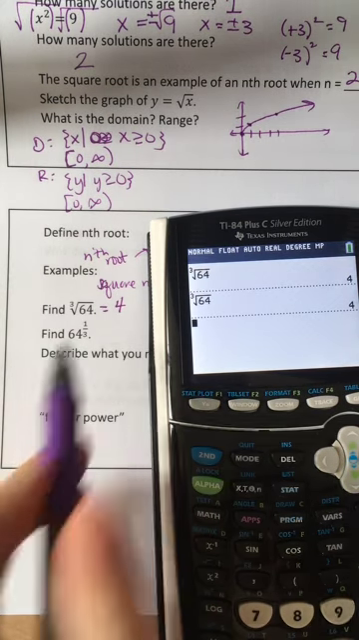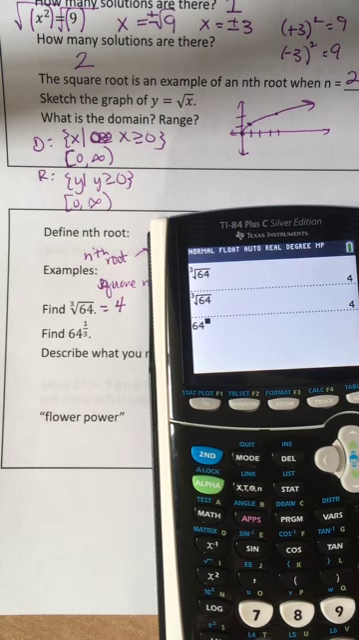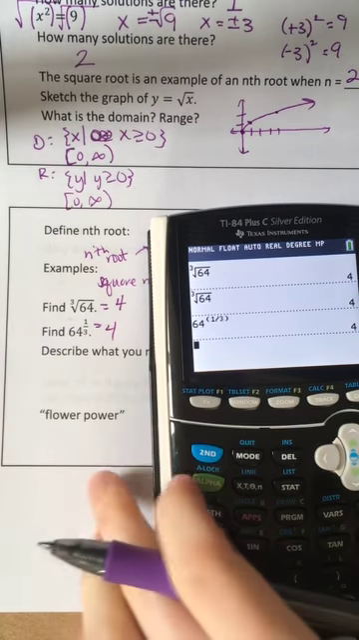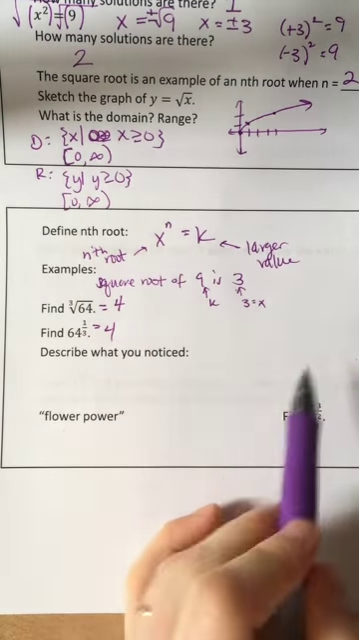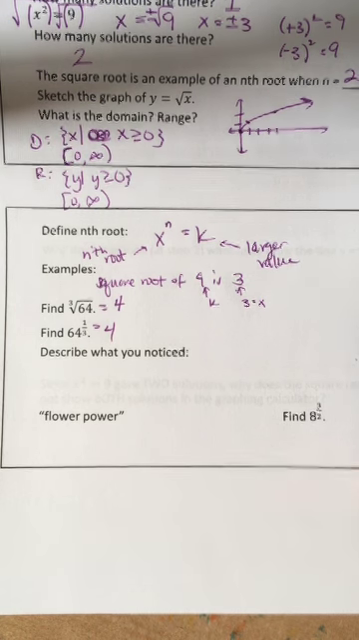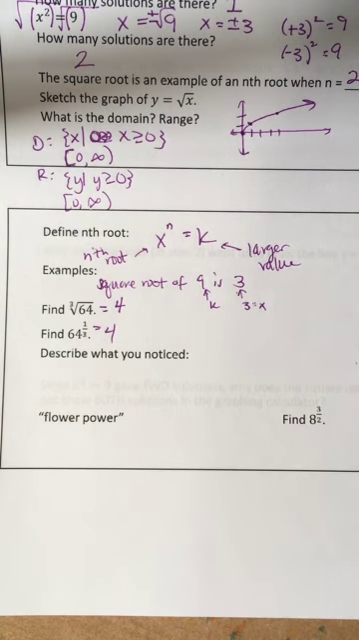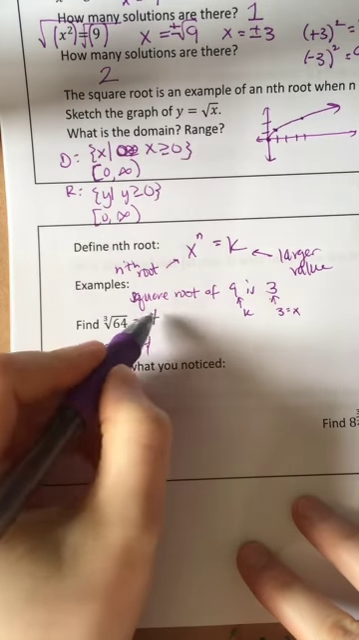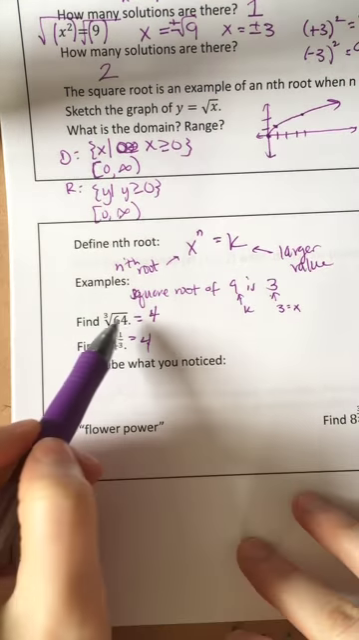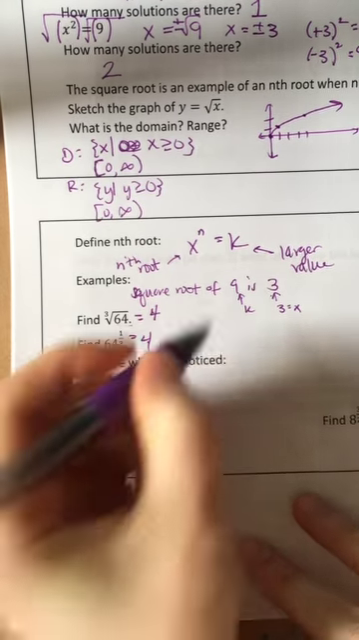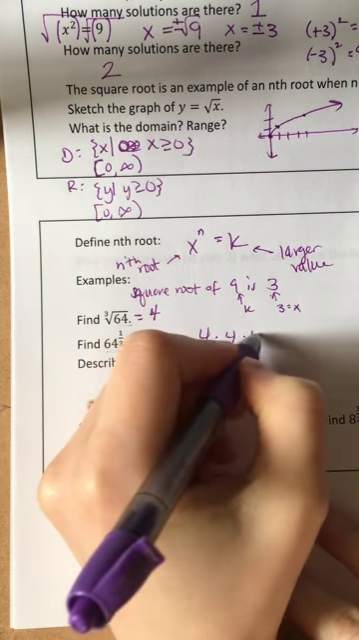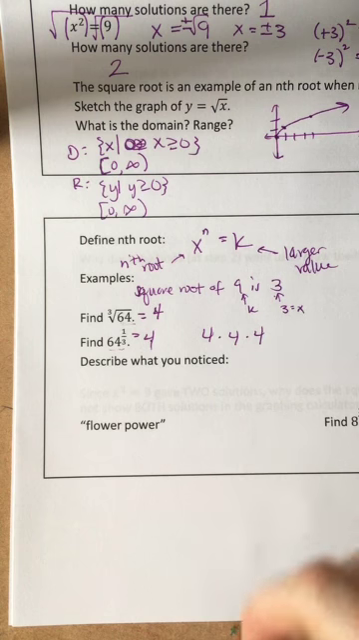Now for this one, if I have 64 to the exponent of 1/3, it's 4 as well. So pause it, describe what you noticed. All right, so you must have noticed they have the same answer. Imagine that. So both of these are considered the cube root, or the nth root of 64, because if you do 4 times 4 times 4, you're going to end up with 64.